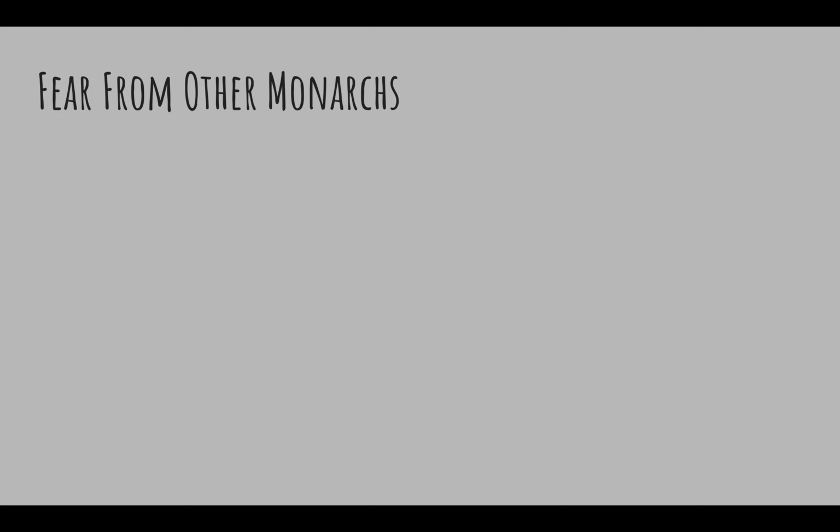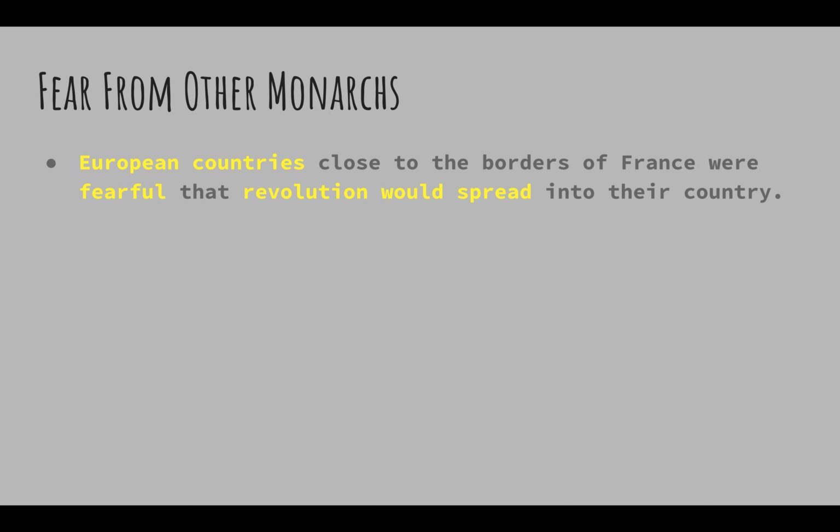So moving on, when all this is occurring in France, all the countries that surround and border France start to freak out. They freak out because some of those countries are also absolute monarchs. And if it could happen in France, what makes you think it can't happen in other countries, especially the countries that are really close to France? So all of the bordering countries become very fearful that the revolution is going to spread into these other countries, and it's going to create problems in those countries also.